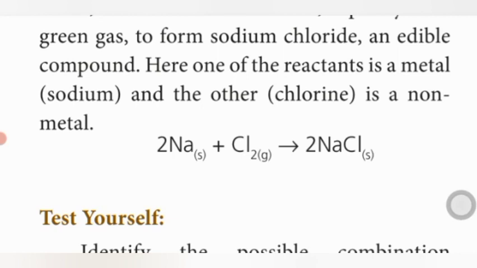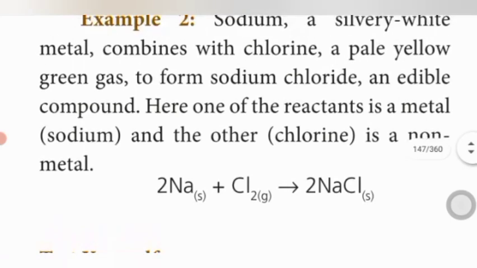Sodium is an element, chlorine is also an element. Element plus element gives compound. This is the first classification of combination reaction. What is a combination reaction? Two or more reactants combine to form a product. The first type of combination reaction is element plus element gives compound.